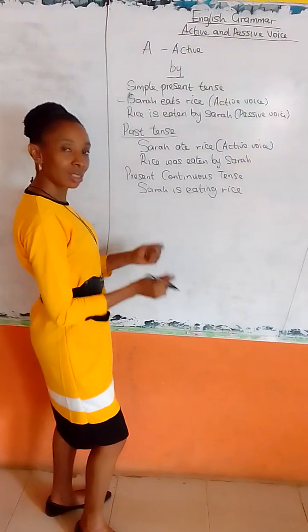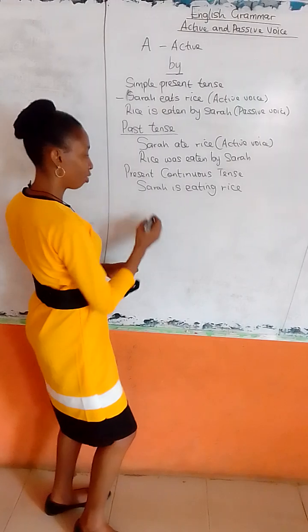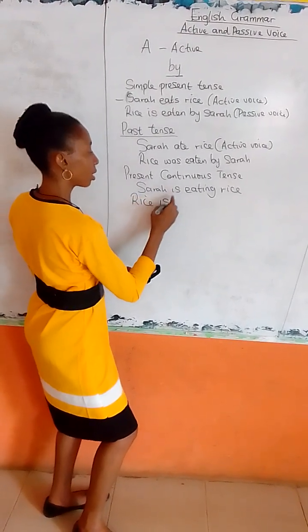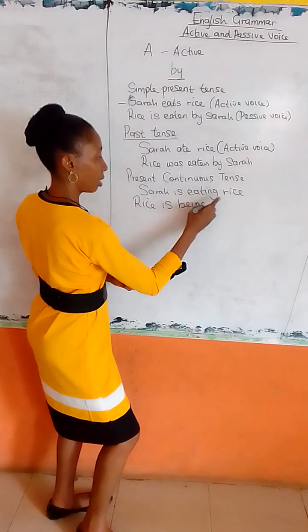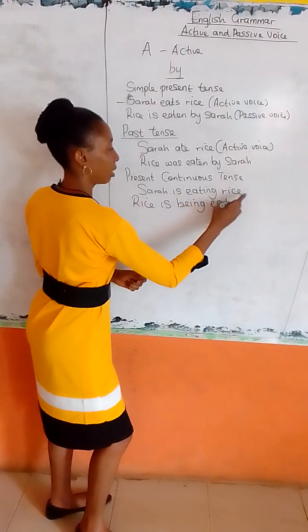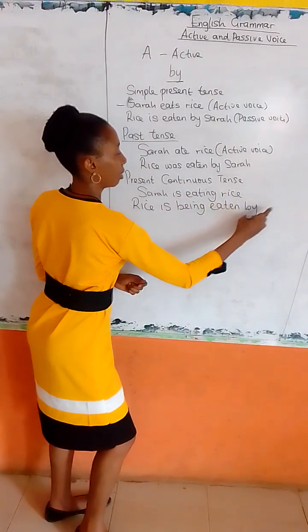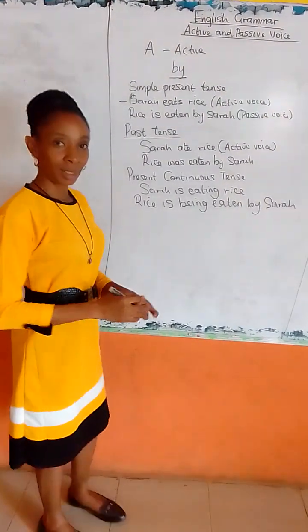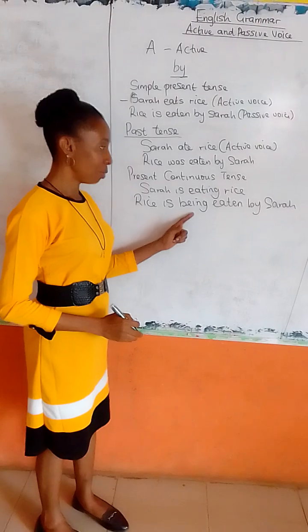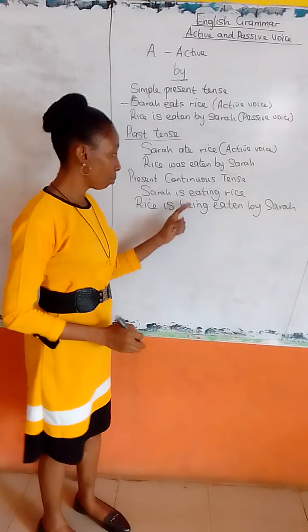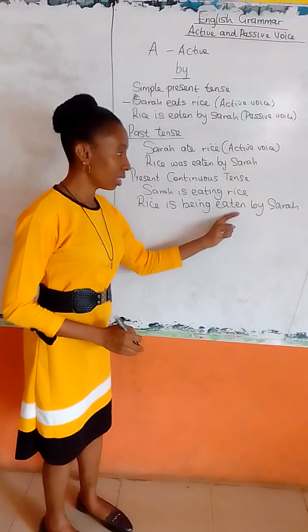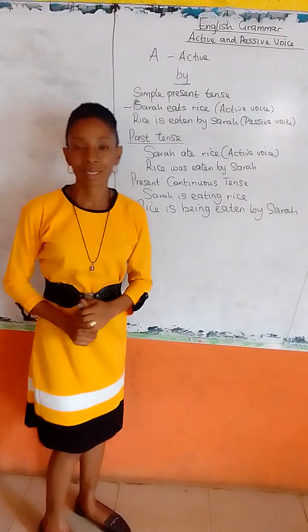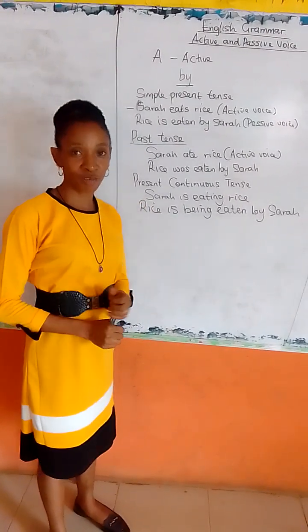Now let's change it. See how we can change it to the passive. Rice is being eaten by Sarah. Present being introduced because of this tense, eaten by Sarah. So this is our passive voice.